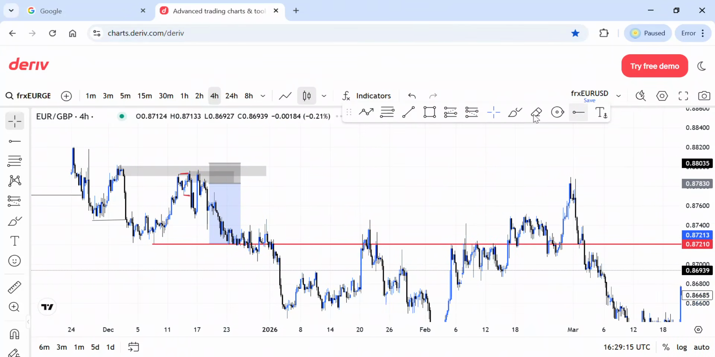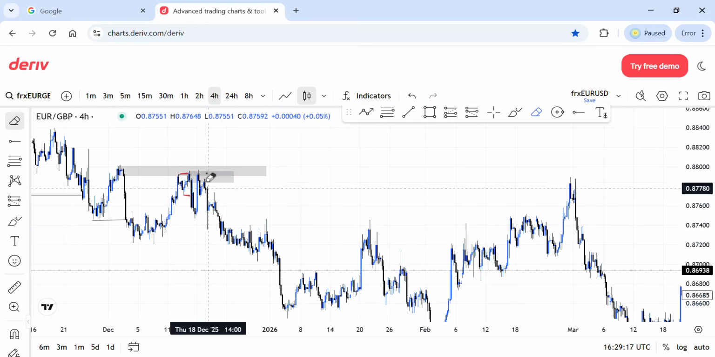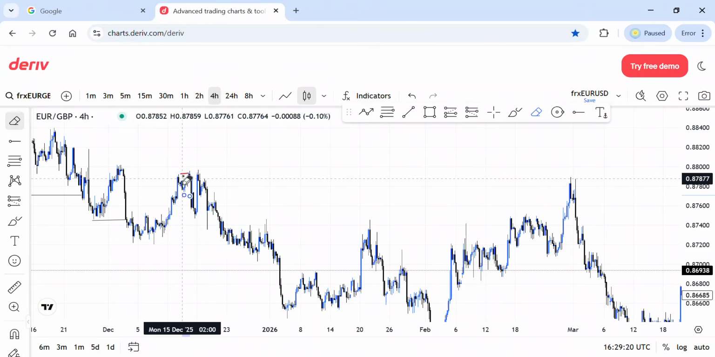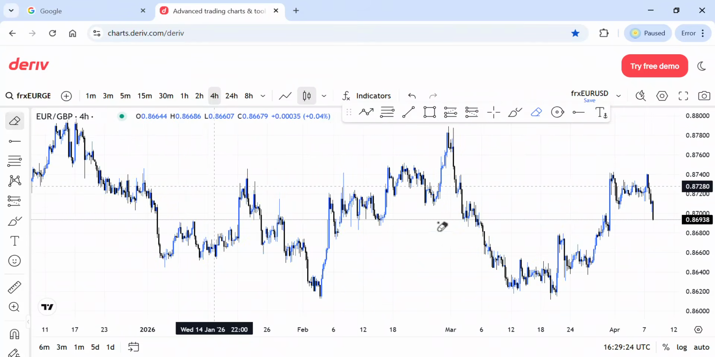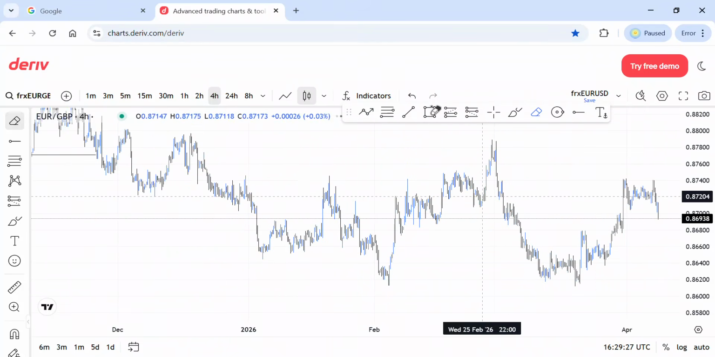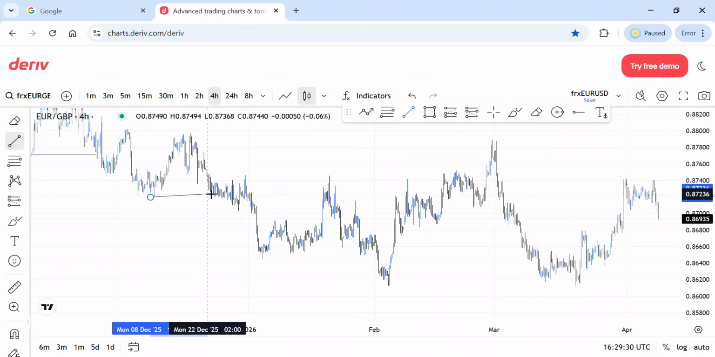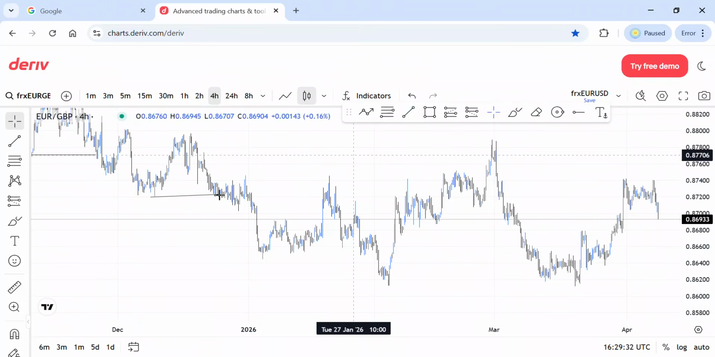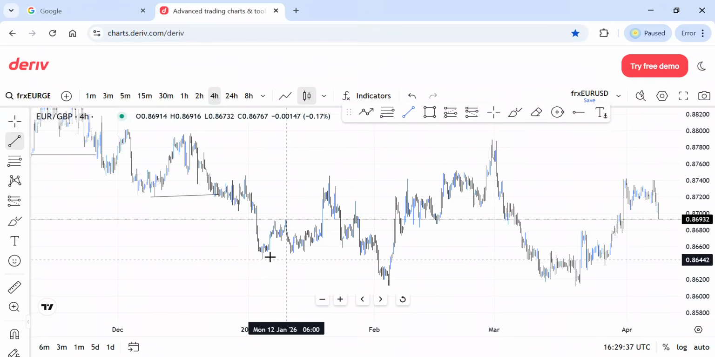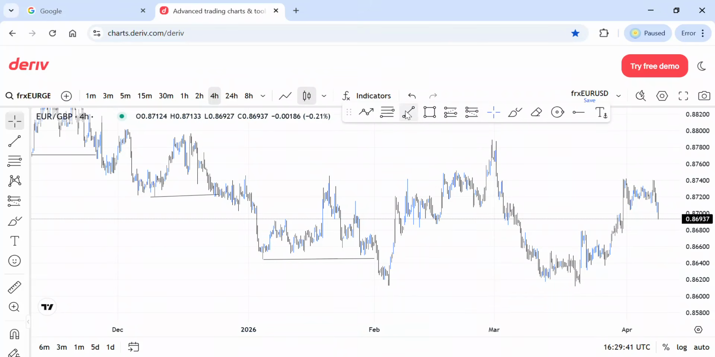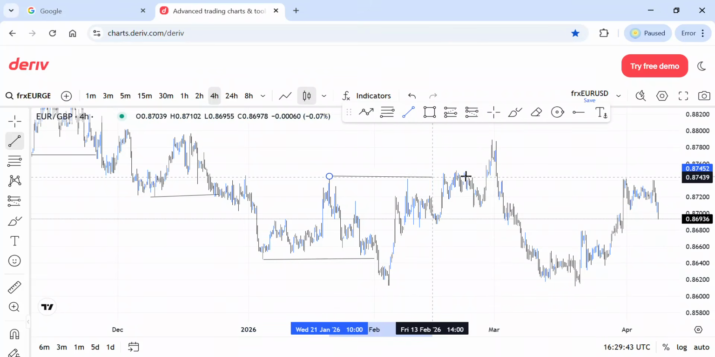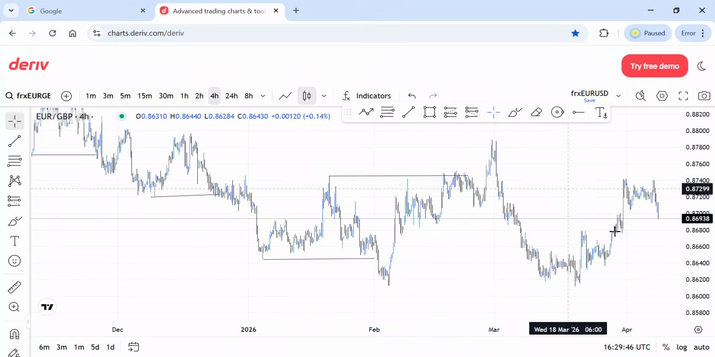Let me delete all these things. It's useless now. Let's see what the price did here. As you can all see, we've been seeing market shifting lows to the downside, shifting lows to the downside, shifting lows here too to the downside. But what happened here? Market broke out from this high, as we can all see.